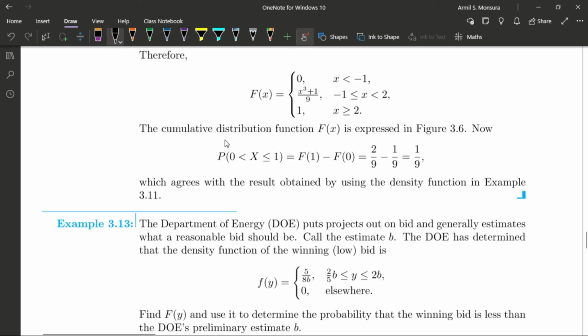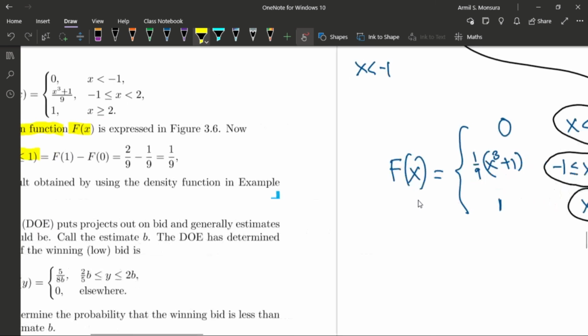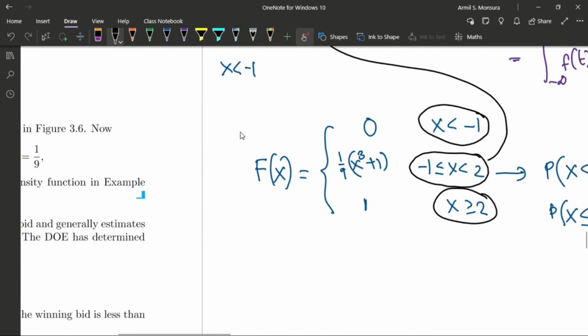Now, you can actually use the cumulative distribution function f of x to compute for probabilities din of certain range. So, remember that this one is f of 0. This is f of 1. And this is f of 2. So, yung bawat interval nila, each interval is assigned as a value for your cumulative distribution function.